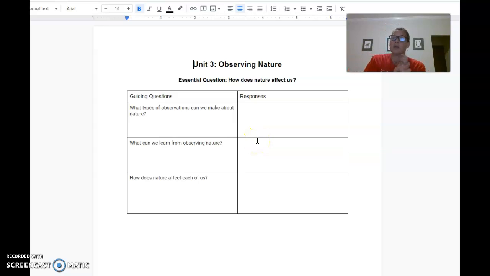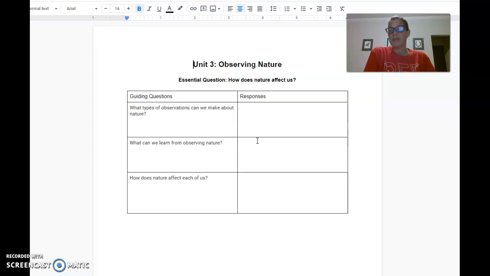So the first thing I want you to jot down right now is which picture that we just walked through created a response within you. Either you liked it, you didn't like it. Ooh, I hate winter. Oh my gosh, spring is amazing. Which one of those pictures really connected with you and the response it caused you to have? That's the first thing we're going to write down right now.